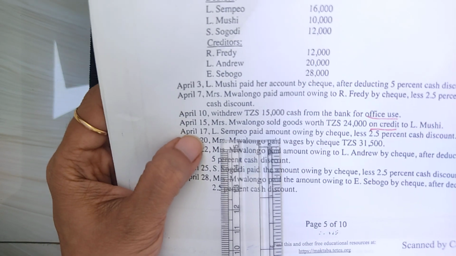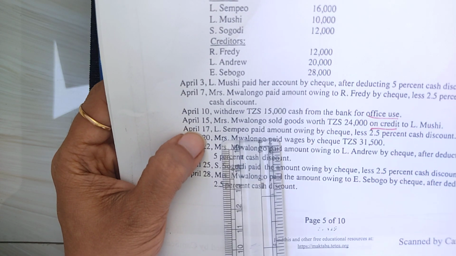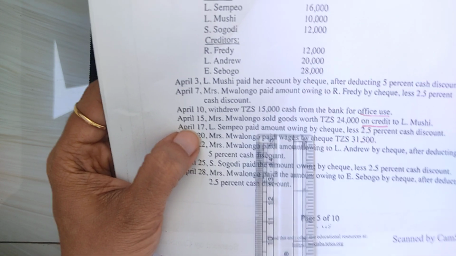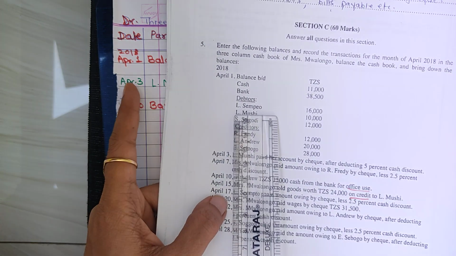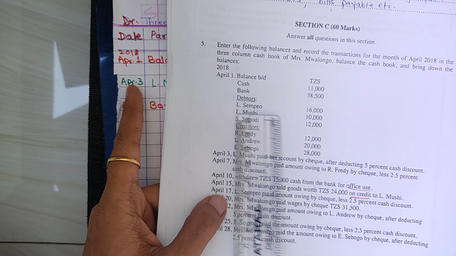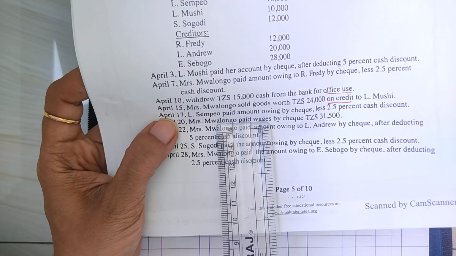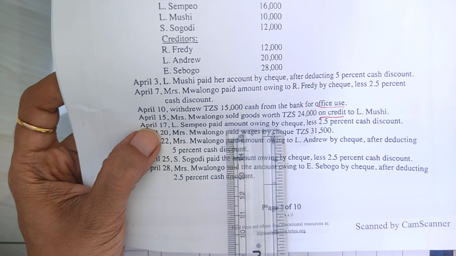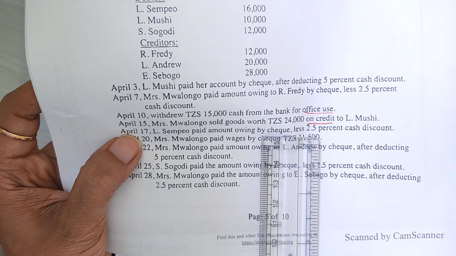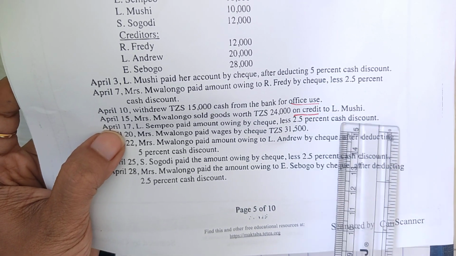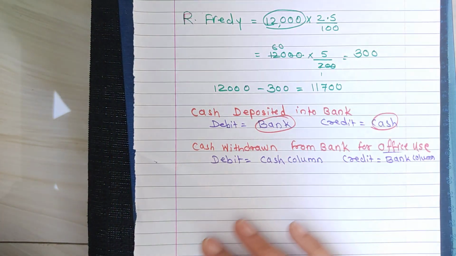April 17, L Simepo. Who is L Simepo? You can see here, L Simepo is a debtor. Debtors means from whom the amount is to be received. You can see L Simepo 16,000 is receivable. L Simepo paid the amount owing by check, again they are paying by check, less 2.5% cash discount. So let's calculate for April 17.